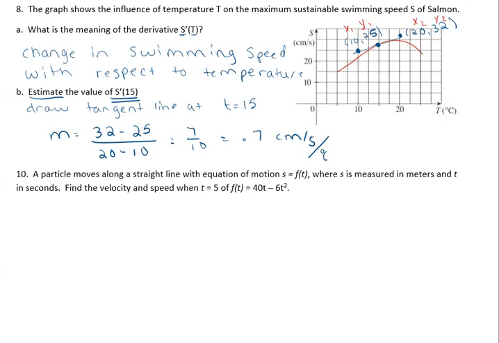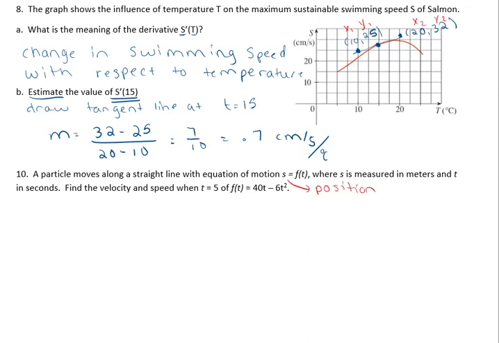Let's look at the next one. A particle moves along a straight line with the equation of motion s equals f of t, where s is measured in meters and t in seconds. Find the velocity and speed when t equals 5 if f of t equals 40t minus 6t squared. There's a lot going on there. Let's take this down one piece at a time. s of t right here is the position function.